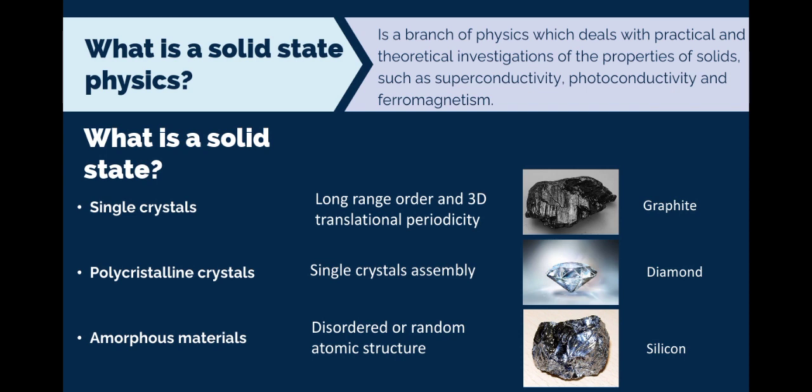So, what is a solid state? So solid state can be single crystals. It has long-range order and 3D translational periodicity. An example for this is graphite. And next we have the polycrystalline crystals. It is a single crystals assembly, and an example for this is diamond. And the third one is the amorphous materials. It has a disordered or random atomic structure. An example for this is silicon.